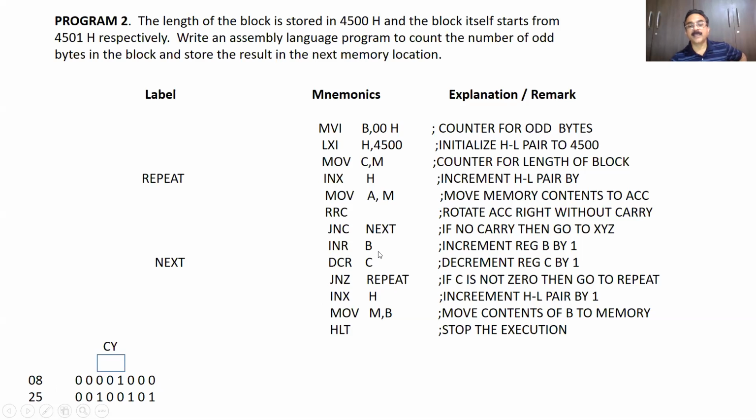And after that, again we decrement this C till this C is non-zero. So jump not 0, repeat. Repeat means what? Again it will go to INX H, go to the next byte. Again get that byte in accumulator and the same loop will be repeated for a given number of times. And finally, your result is present in register B. So here, since it is asked to store the result in the next memory location, we use the instruction INX H and then move the contents of B. B is nothing but the result. How many odd bytes are there? To memory location, which is next to the last byte in the block, and then terminate the program.